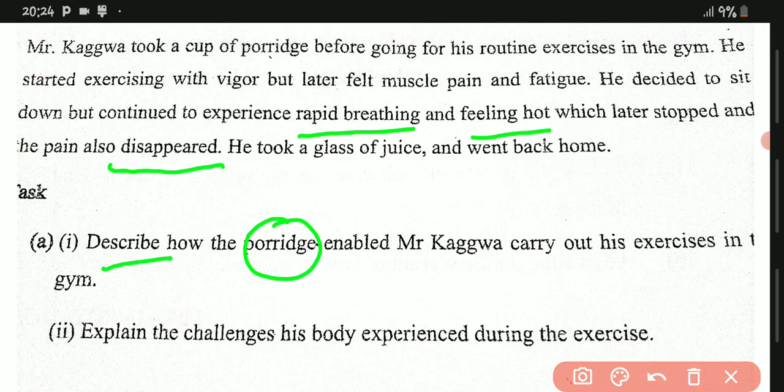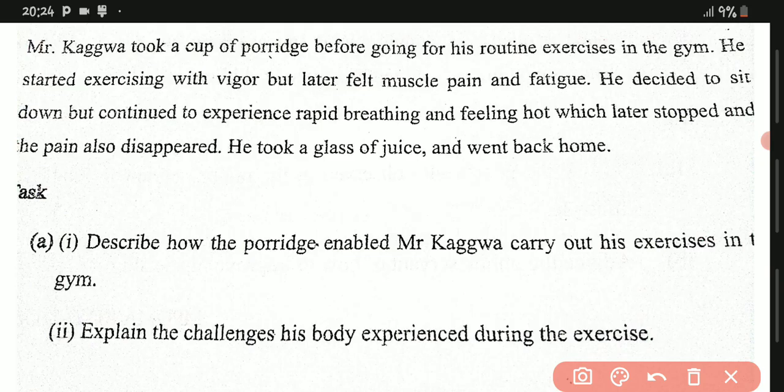Now, for you to be able to answer this question, you have to identify first of all which nutrients are in porridge. And we all know that in the porridge we have the nutrient which is called a carbohydrate. Now what are carbohydrates mainly made up of? That is mainly, or it is majorly starch.